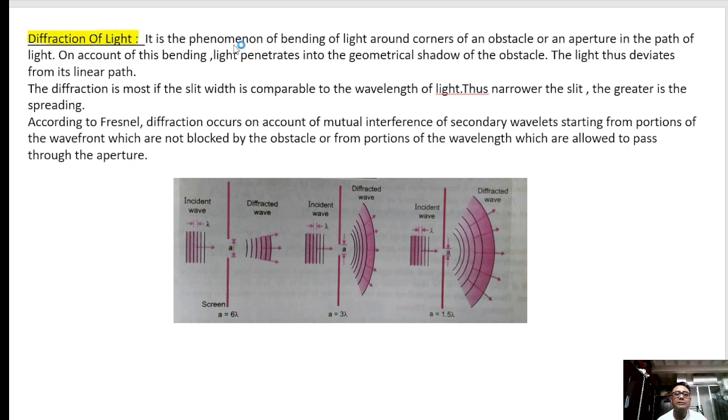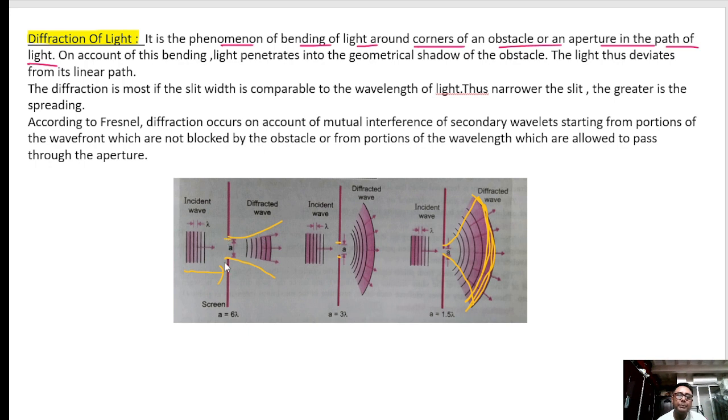It is the phenomenon of bending of light around corners of an obstacle or an aperture in the path of light. If light is moving like this, whenever it faces the aperture, the light will start to bend. The smaller the aperture, the more the light will bend, and it will take the form of a spherical wavefront.